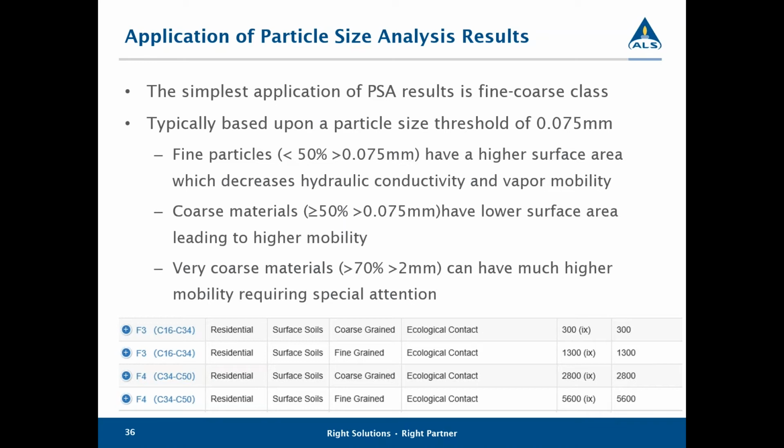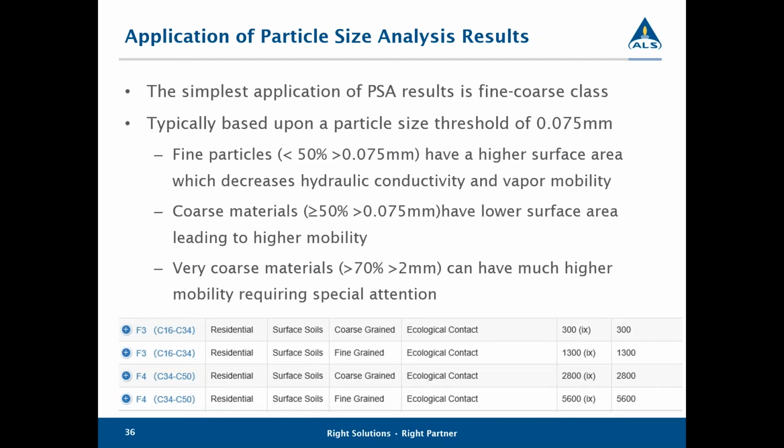If it's a coarse grain material, because of higher mobility, the actual regulations are much lower at 300 milligram per kilogram for that type of soil, compared to fine grain soils where that mobility is reduced, which has a much higher regulatory limit of 1300 milligram per kilogram. If the material is very coarse, or greater than 90% 2 mm, it will require special attention. In a situation with Alberta, instead of being a tier 1 approach, it should be a tier 2 approach.